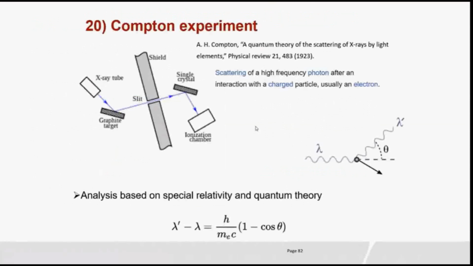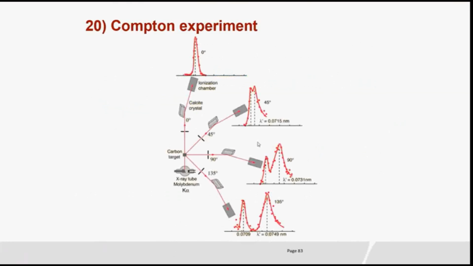Compton experiment. Compton is a very well-known experiment about the scattering of high-frequency photons after interaction with charged particles, usually an electron. So we send X-rays to electrons and analyze the signals at different angles. He got this formula by using special theory of relativity and quantum theory. And experimentally, this is what they got at 0 degrees, 45 degrees, etc.